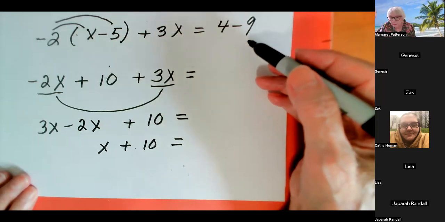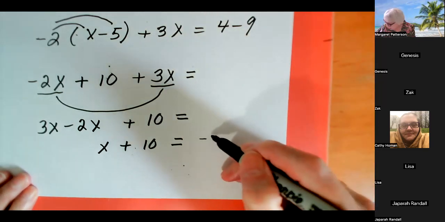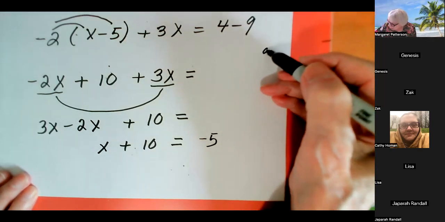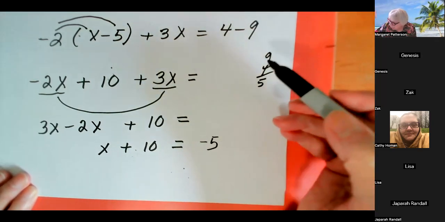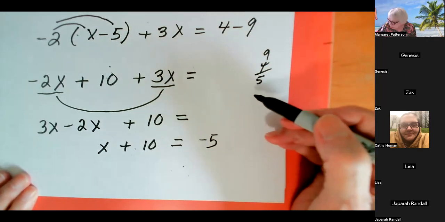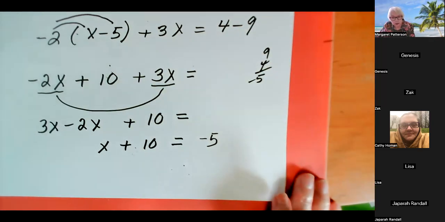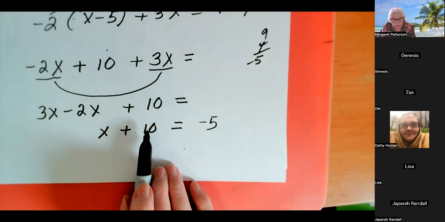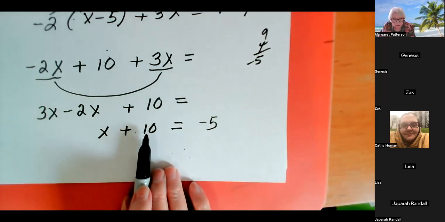Anybody know? -5. It's -5. So you subtract the 2, but you take the sign of the larger one, and this larger one is negative, so that's what you do. Now we finish this. This is the finished part.